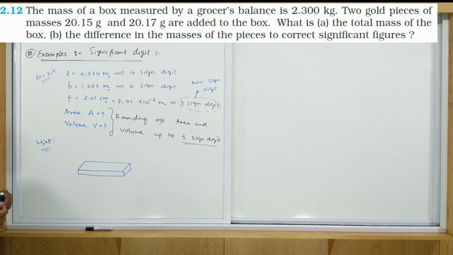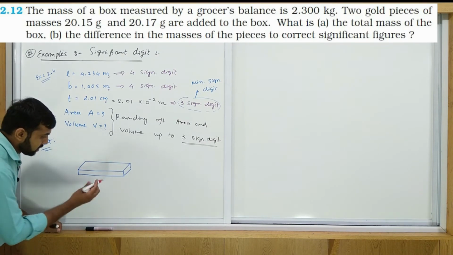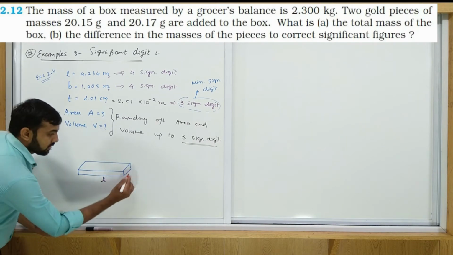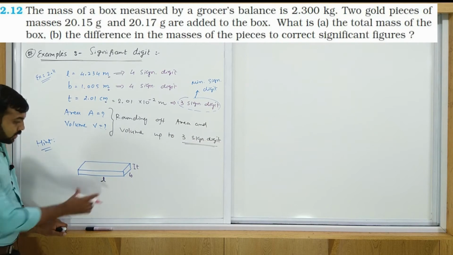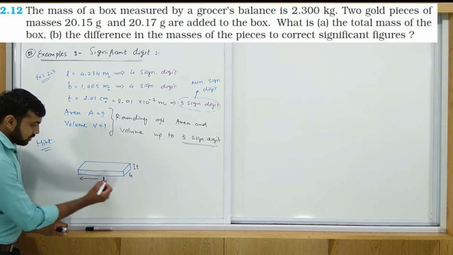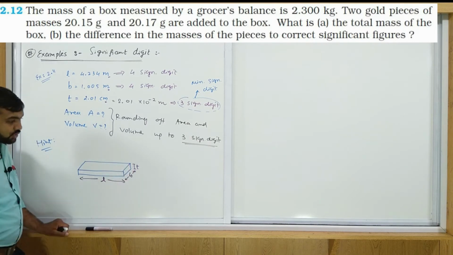So the sheet is like this. See, what is this? This is the length, this is the width, and what is this? Thickness. So length, width and thickness. This type of situation is given.